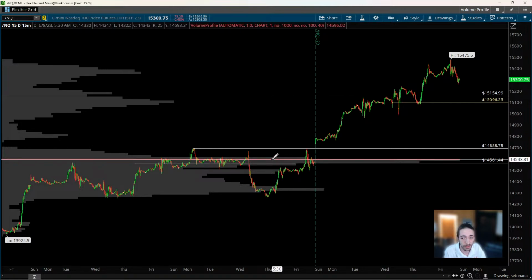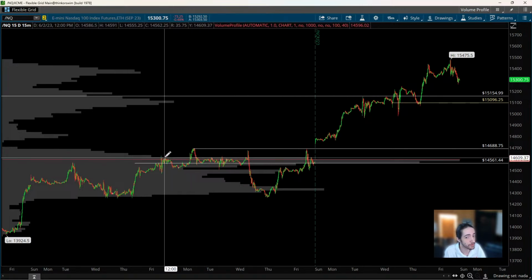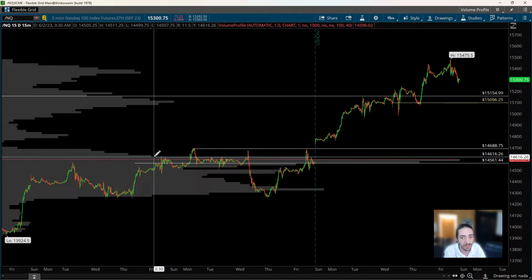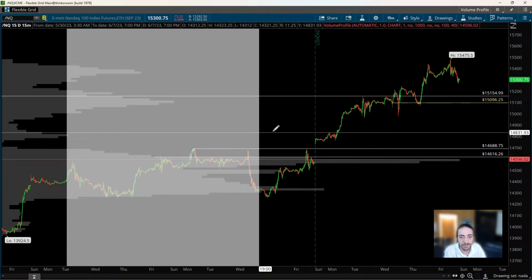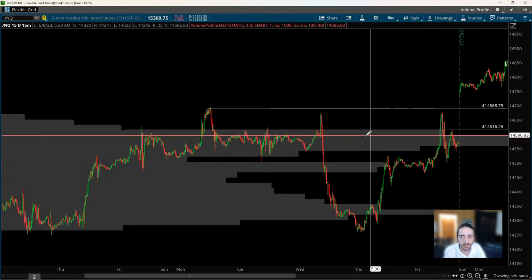And now the POC is a little higher. So this one I would probably feel more comfortable with, and I would mark it right above where the volume profile starts. So I'd mark it right above, right over here, and I would unmark this one, remove drawing, and now let's look at how this one plays out, right?